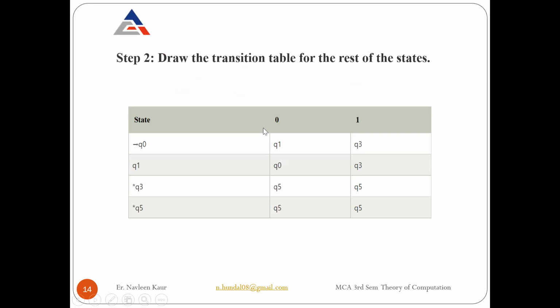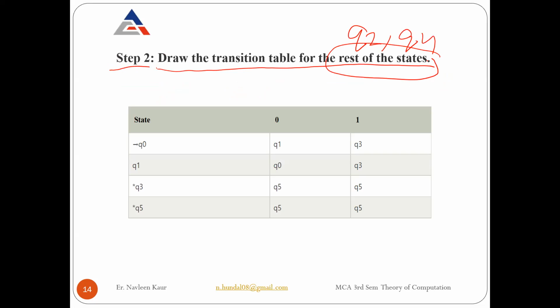After the first step, what is the second step? The second step is to draw the transition table for the rest of the states. By the rest of the states, I mean that after deleting Q2 and Q4, I have not actually removed them, it is just in my mind that I will not consider these two states. For the rest of the states, which states are we left with? We are left with Q0, Q1, Q2 we have removed, next is Q3, Q4 we have removed, and Q5.